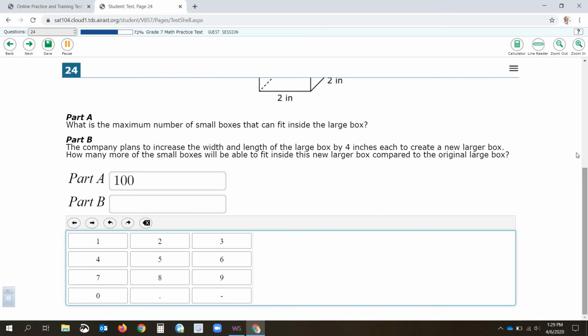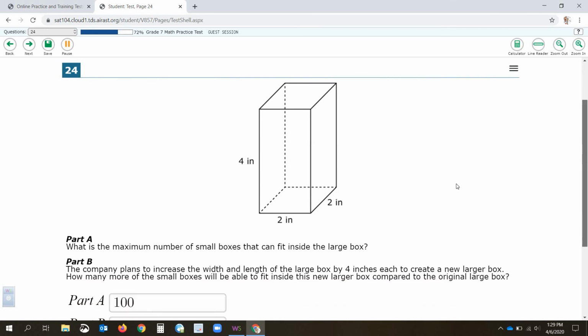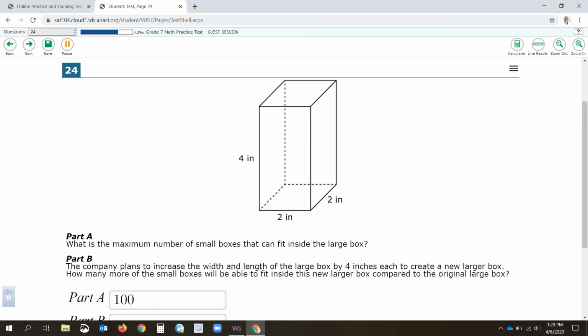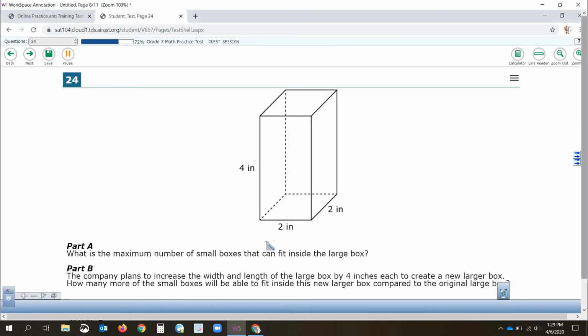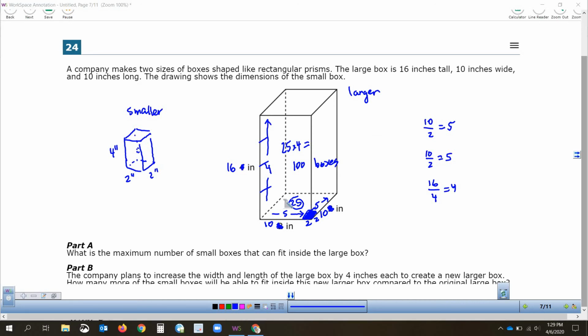All right. Alrighty. So now let's look at part B. Part B says the company plans to increase the width and the length of the large box by 4 inches each. So if we go back to where we were, now I'm going to go ahead and erase all of this.